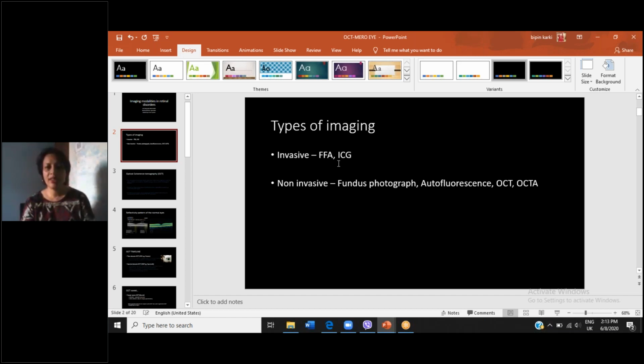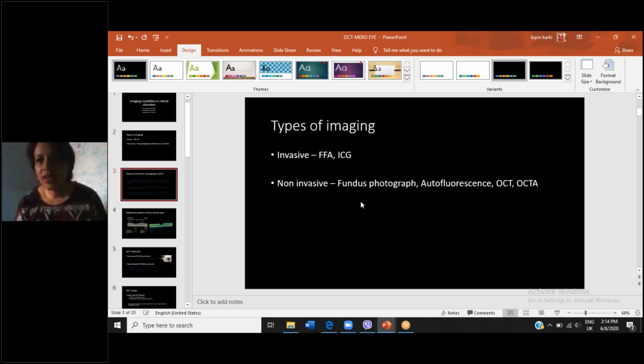So these two are invasive, meaning that we need to inject the dye and the patient has to go through the circulation of the dye, and in doing that there might be some complications. So these days we do not prefer to use invasive procedures to diagnose retinal disorders. There has been a paradigm shift towards using non-invasive diagnostic procedures, which are the fundus photograph, fundus autofluorescence, and mainly OCT. OCT has been very much in use these days, and it has caused a revolution in diagnosing retinal disorders. These are non-invasive techniques where we do not need to do any intervention to the patient, and there are very, very few chances of complications in these patients.